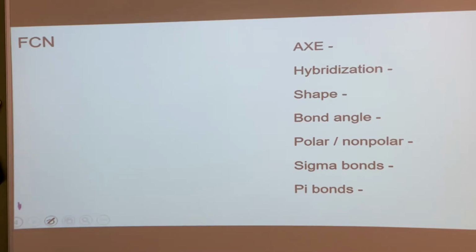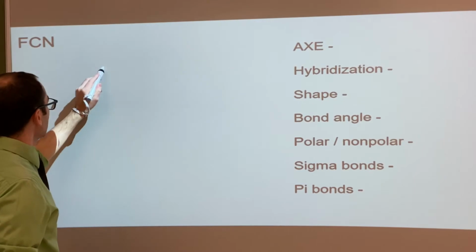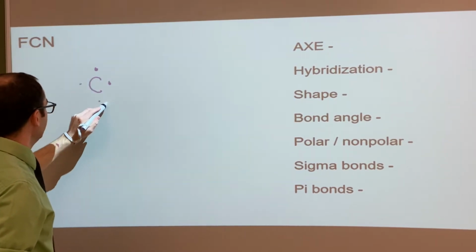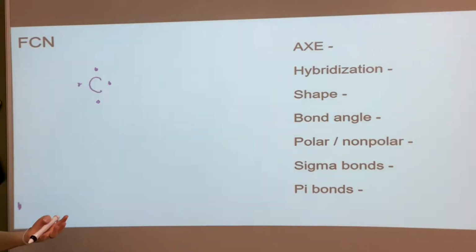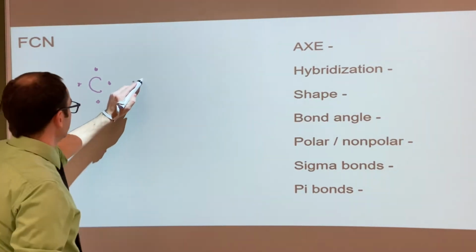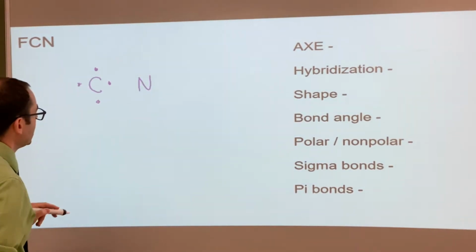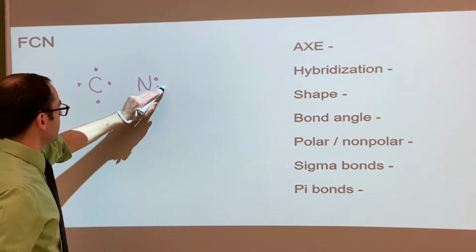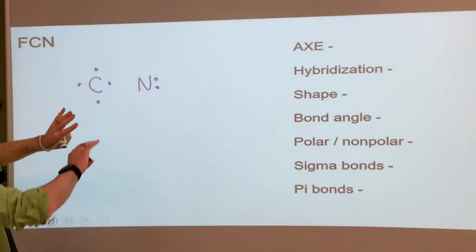Okay, what's the central atom going to be? Carbon, right? All right, that sounds good. So we do carbon, 4 dots. And then we're going to put, what's another potential central atom? Yeah, nitrogen. So I'm going to put the nitrogen next to it. All right.